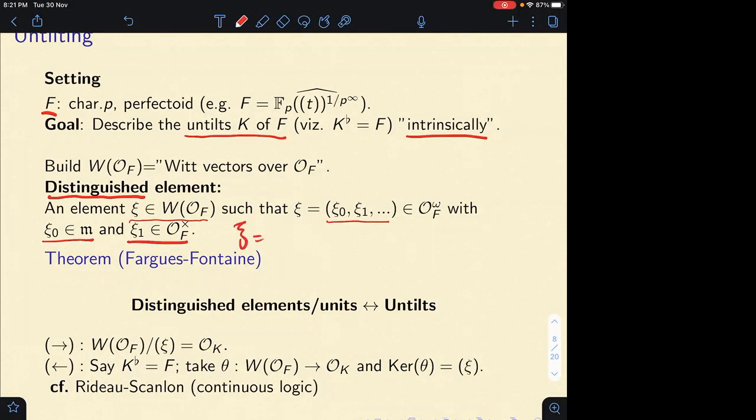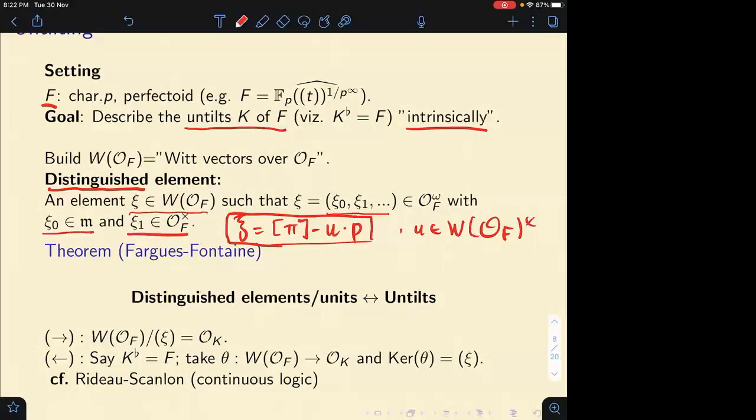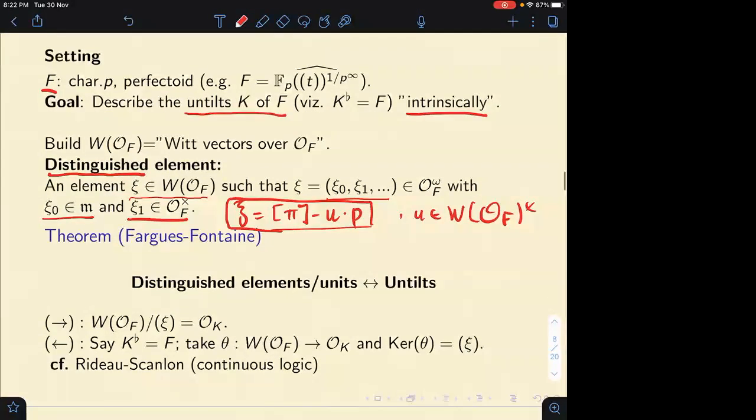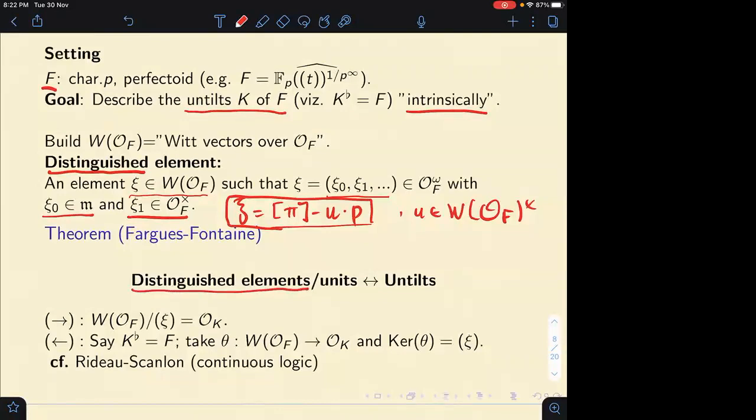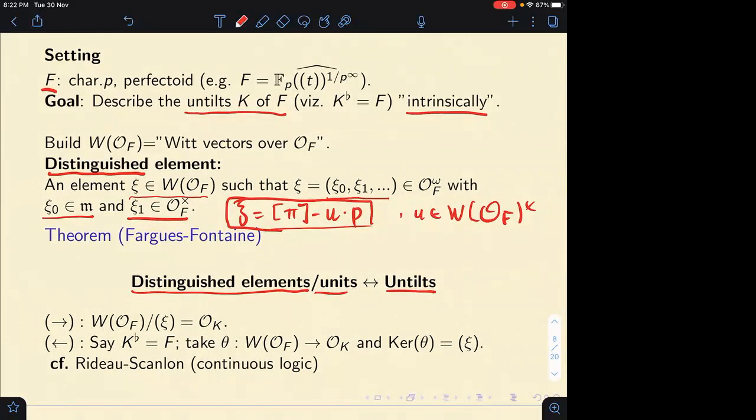Sometimes this is called a primitive degree 1 element, simply because you can write it in this form, where u is a unit in the Witt vectors. If you write it in this form, it sort of looks like a degree 1 polynomial in the variable p, so to speak. So that's why it's sometimes called a primitive degree 1 element. Now, this is the correspondence that you get. Distinguished elements correspond to untilts. Well, not quite. You need to take the ideals generated by distinguished elements in the Witt vectors, so distinguished elements modulo units in the Witt vectors.